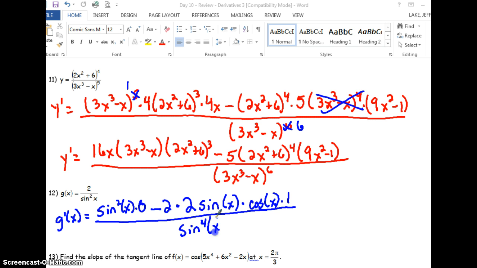You square the bottom. All right, so when I take a look, again, I'm going to try to reduce here. This goes away, times 0. I have a sine of x on the top, sine to the fourth on the bottom here, so this is going to cancel out to just be a 3. So on top, I end up with a negative 4 cosine of x, and on the bottom, I have sine to the third of x.